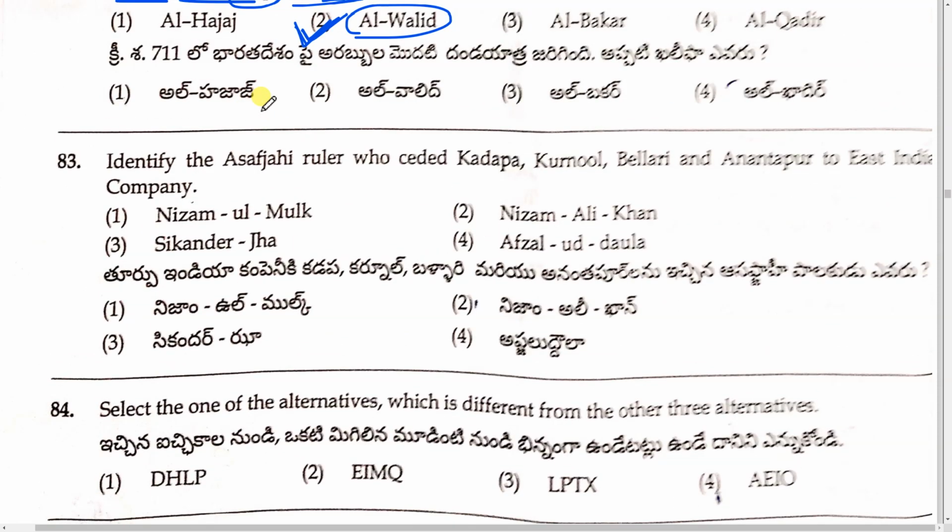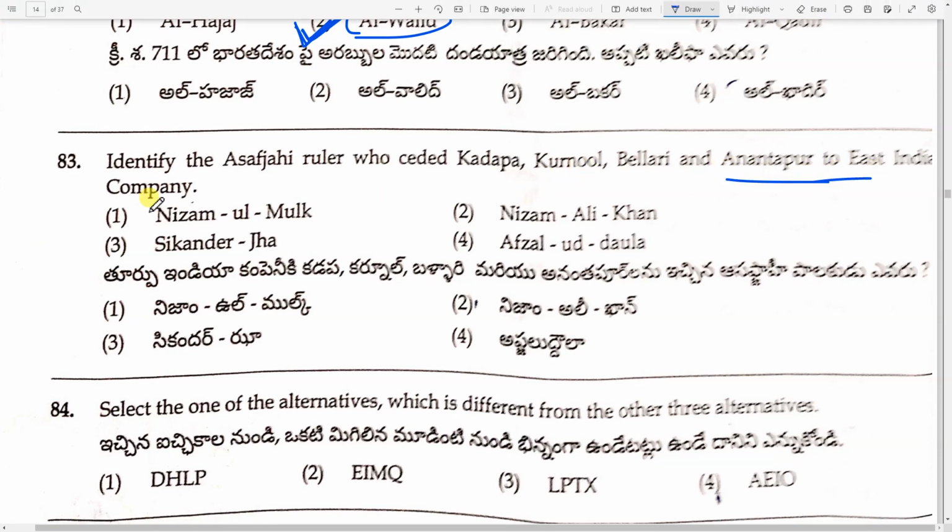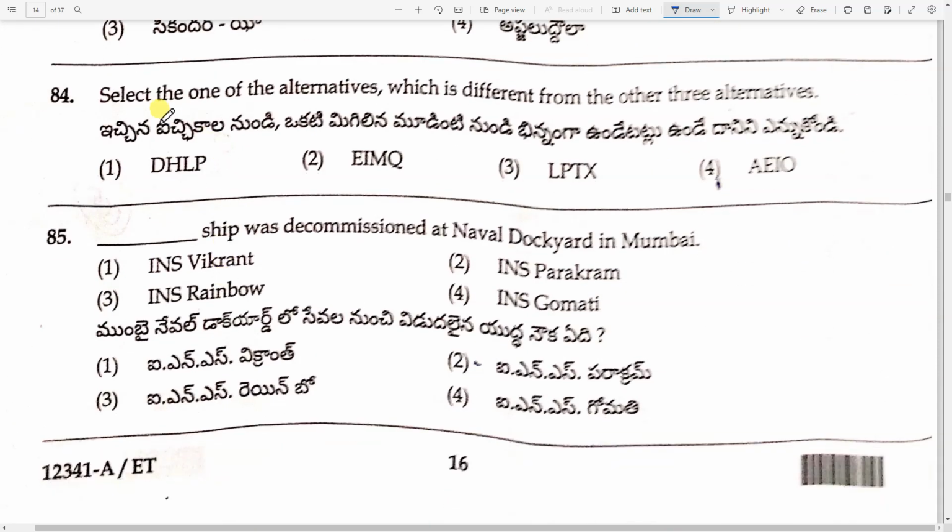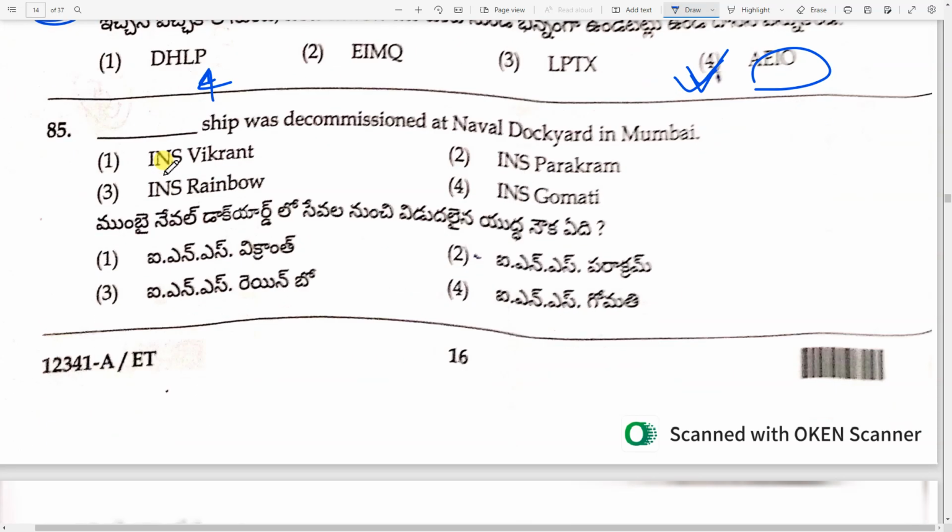Identify the Asaf Jahi ruler who ceded Kadapa, Kurnool, Bellary to the East India Company. So who was that? This was Nizam Ali Khan. Select the one of the alternatives which is different from the other three. So the incorrect one is this, because in each and every other option there are 4 increments, but this is a question of aptitude, so we will discuss it next.